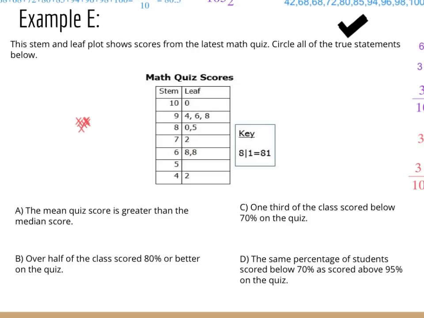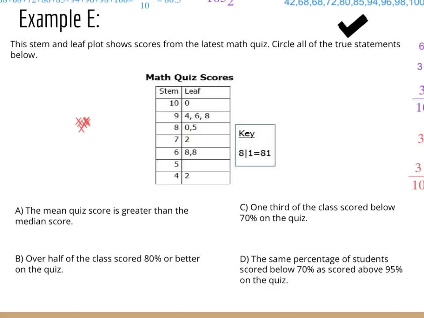It says the mean quiz score is greater than the median score. To figure this out, I'm going to have to find both the mean and the median and determine which one is greater. So let's start with the mean. I'm going to add up all of my numbers, and then divide by however many numbers there are. That's how I find the mean. When I'm using a stem and leaf plot, I remember that the first number refers to the tens, and the second, the leaf, refers to the ones column. So for example, 42, 68, 68, 72, 80, and so on.